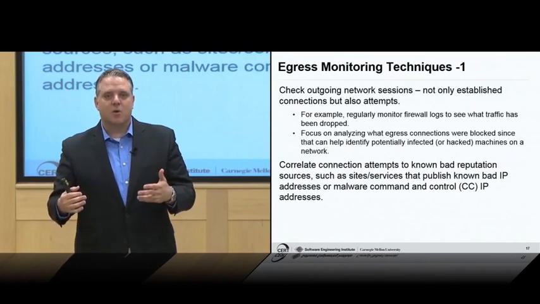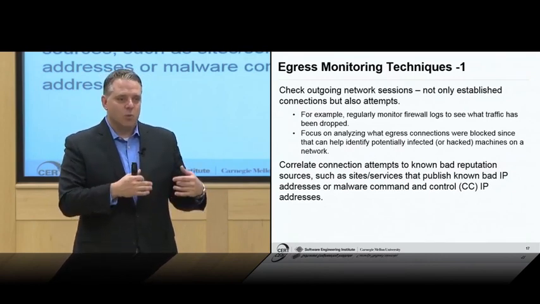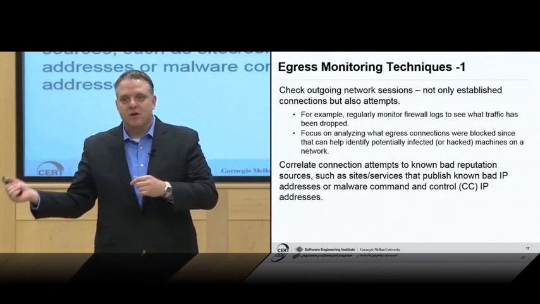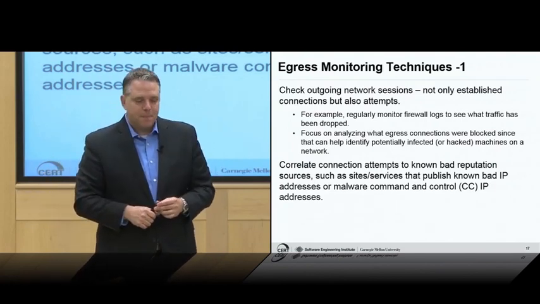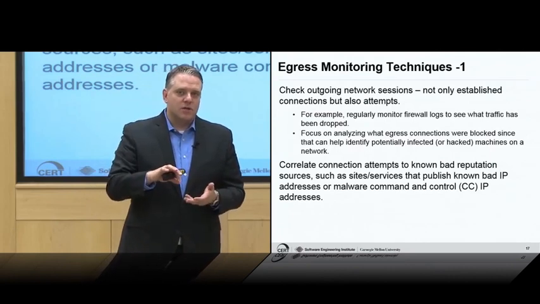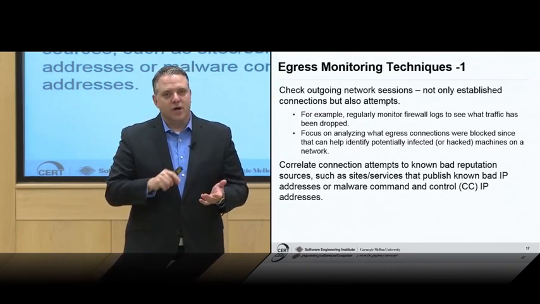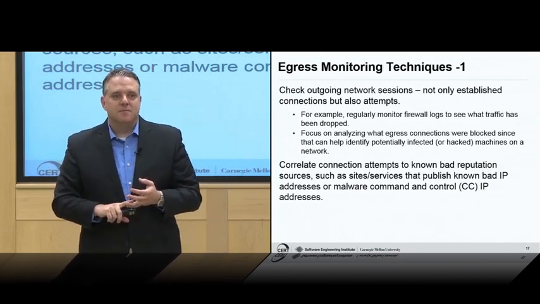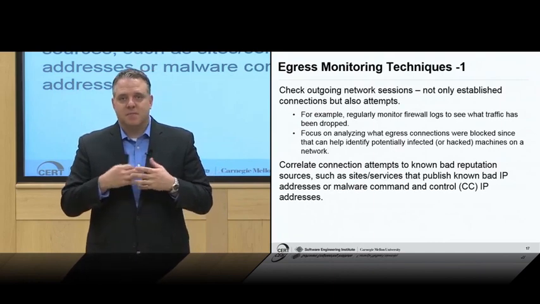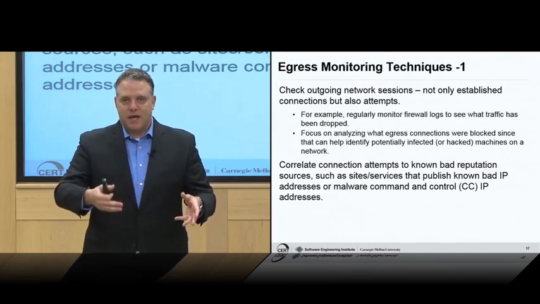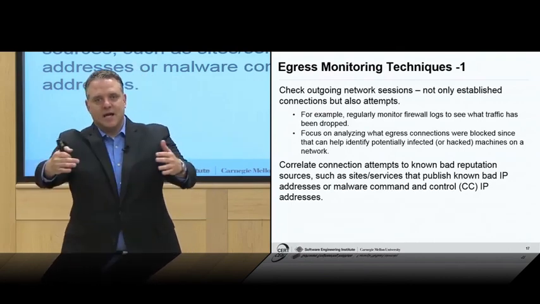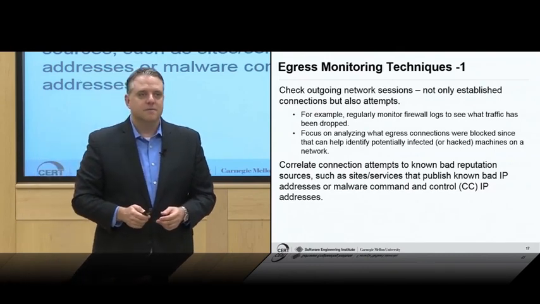But look at your firewall logs and see what my hosts on the inside of my network are trying to communicate with. Who are they trying to communicate with? Based on that, start correlating those outbound connections with known bad IP addresses, reputation lists, and command and control addresses, and you'll be able to either block those at your proxy or block them at your firewall. But you can't do any of that unless you're actually looking at that data outbound from your network.